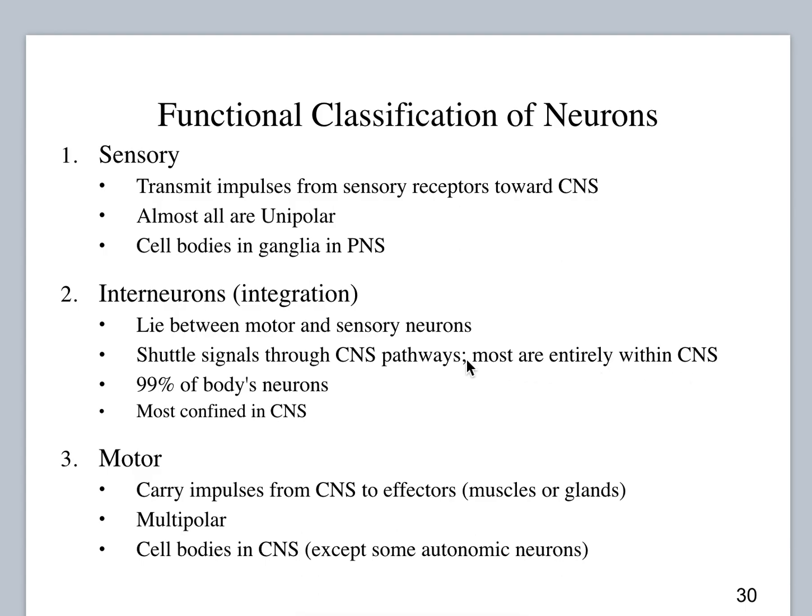Note that about 99% of the body's neurons are in these interneuron or integration neurons. These are found in the central nervous system. So all the nerves throughout the arms and legs and the face and the extremities only make up about 1% of the neurons of the body, compared to the 99% of the neurons that are found within the central nervous system.